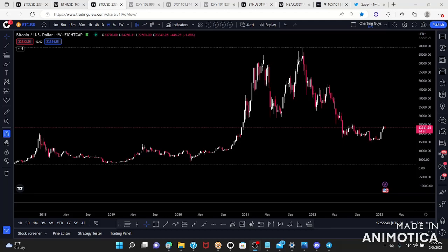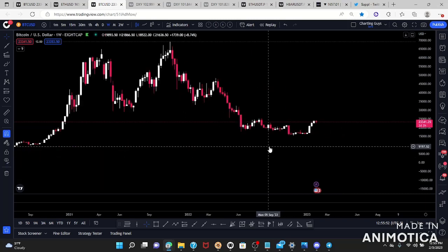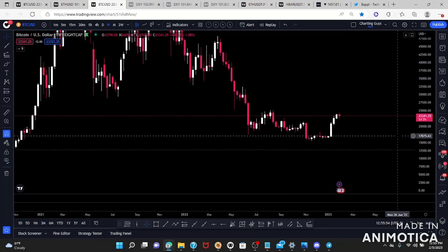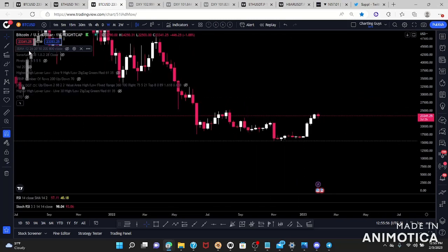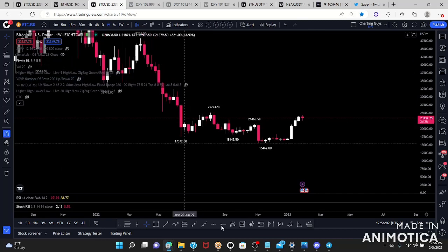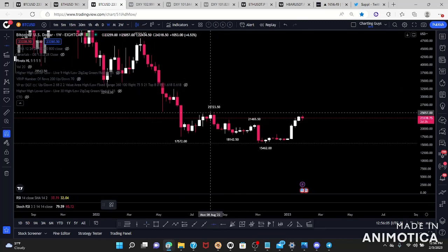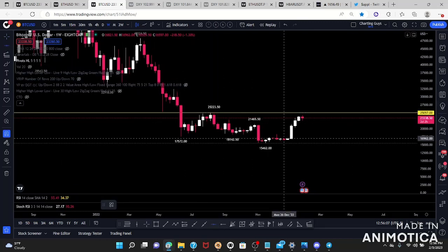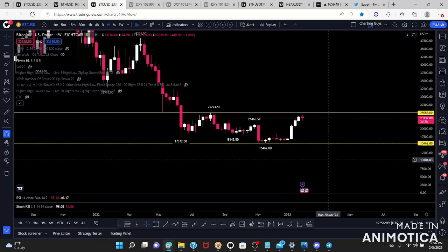Today we're going to be reviewing Bitcoin and we're going to set our next targets. First thing is, you want to start off on your weekly time frame, placing support and resistance within the price action. I like to turn on my pivot highs and lows indicator that I've set to 555, and that just gives me a great view of where my support and where my resistance is at.